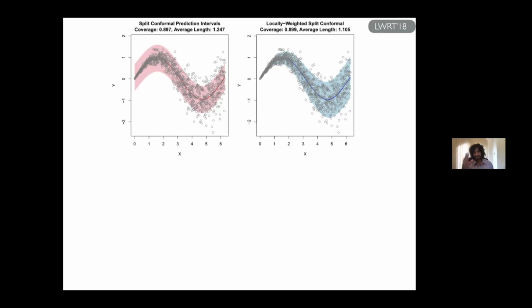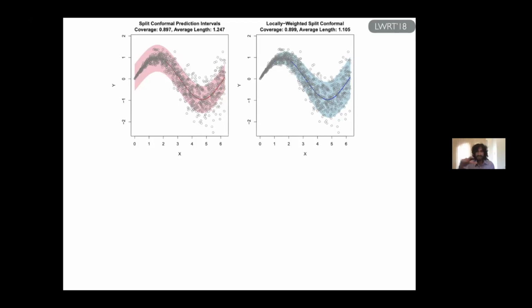And what you can see in this data is that it's heteroscedastic. There's very little noise on the left. There's much more noise on the right. So it's heteroscedastic, and this on the left here is what split conformal prediction will produce on this example. Here the algorithm being used is some cubic spline, and so it produces this red curve.